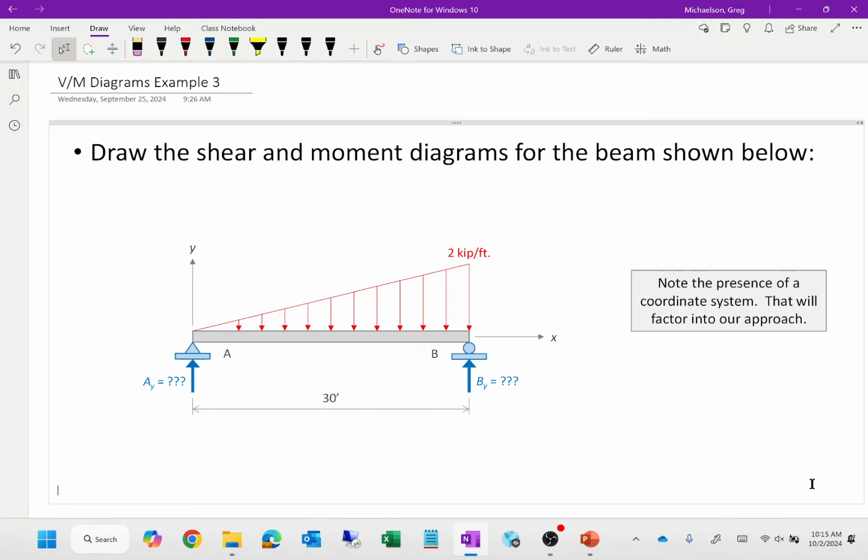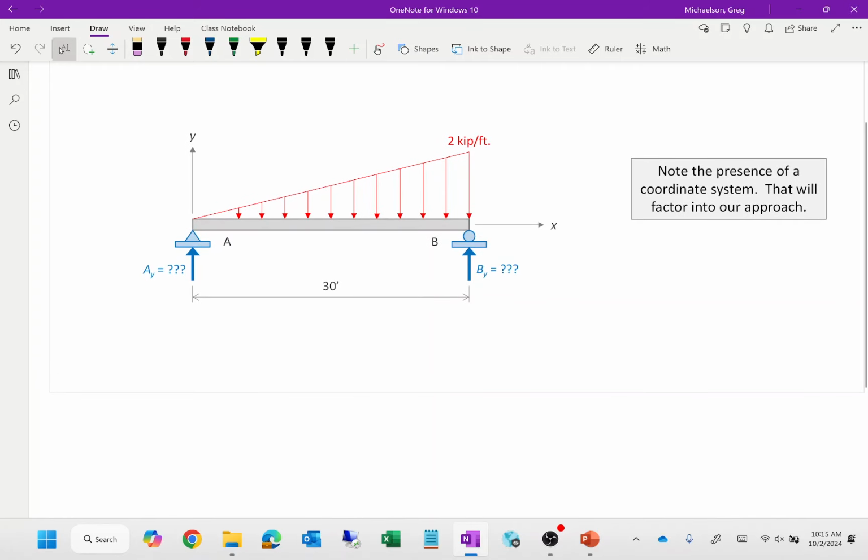So I want to find the reactions, and then I want to plot the shear diagram and plot the moment diagram. Now we're going to take a stab at trying to figure out what the moment diagram and the shear diagram should look like. We're not going to get all the way there, but we're going to get pretty close. Okay? Now, the other thing that I'll mention is that there is a coordinate system there. I put an XY coordinate system. I'm not going to need that for reactions, but I will take a look at using that a little later. Okay, so far so good?